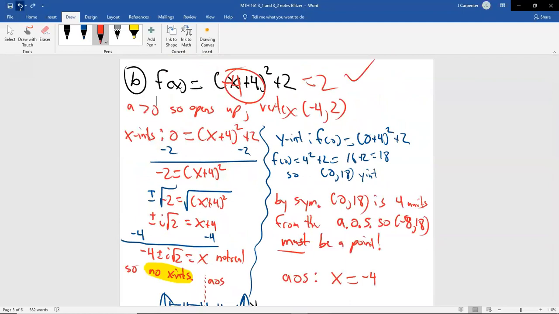So if I thought my vertex was at +4, 2, if I mess that up, if I put a 4 here, 4 plus 4 is 8, 8 squared is 64, 64 plus 2 is 66, that is definitely not 2. So you can take the time to do these little checks to make sure that things are okay, as long as you have the time.